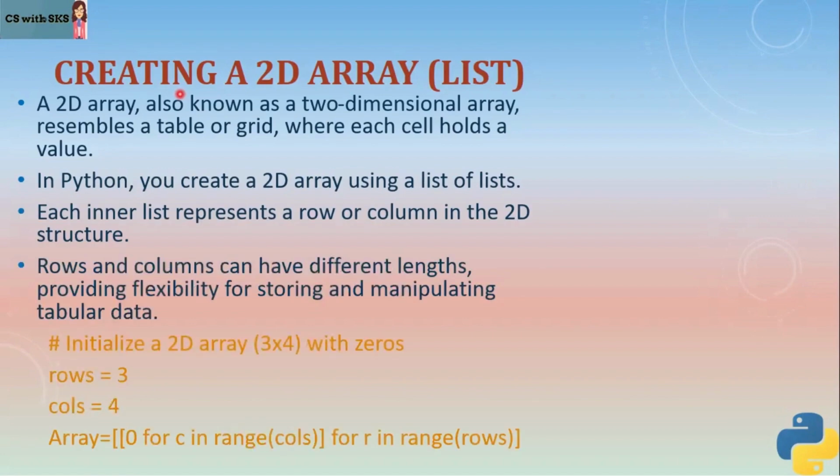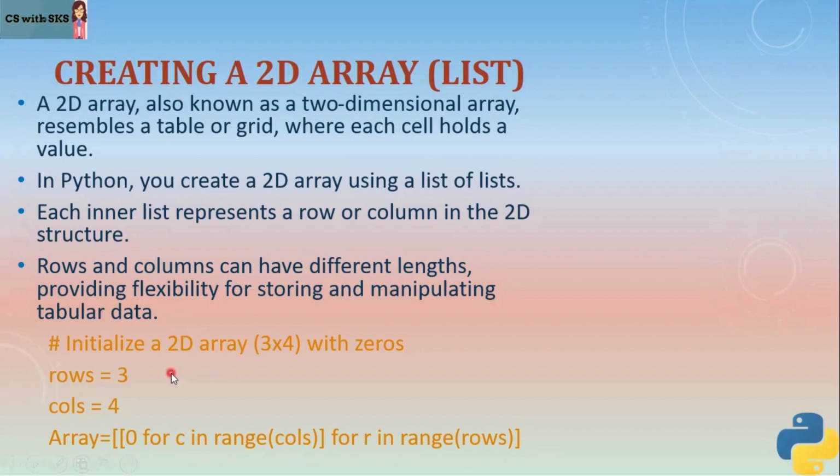Here, rows and columns can have different lengths. Row can be 2, column can be 3, or they both can be the same. A 3x3 structure we can create, a 4x4 structure we can create, or we can create a 3x4 structure. So rows and columns can be of different lengths or of the same length. That provides flexibility for storing and manipulating tabular data in Python.